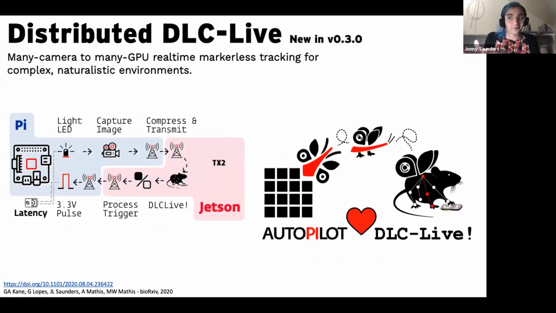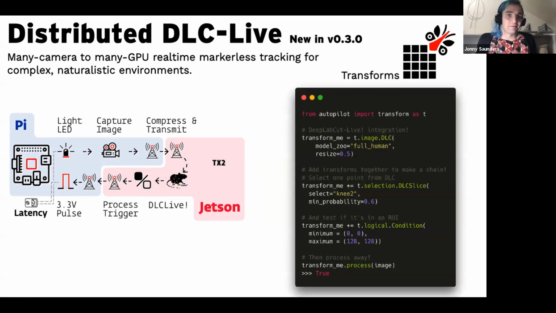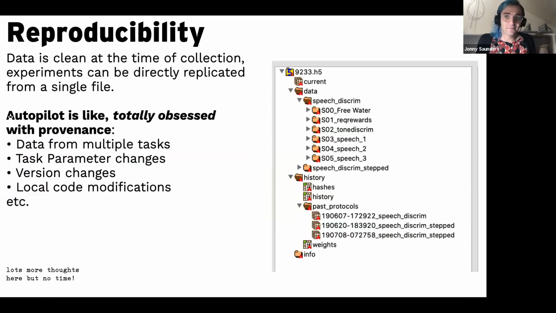And another thing we're excited about with this distributed topology is we collaborated recently with the DeepLabCut folks to work with DeepLabCut-Live. In the paper, we talk about an experiment where we capture images on a Pi, send them to another GPU to process, and send the information back. So we think this is a promising foundation for many-to-many real-time image processing: many cameras, many GPUs, complex experiments. And this is part of a general transformation module that's easy to use, but I'm going to skip a little bit of that because I'm running out of time.